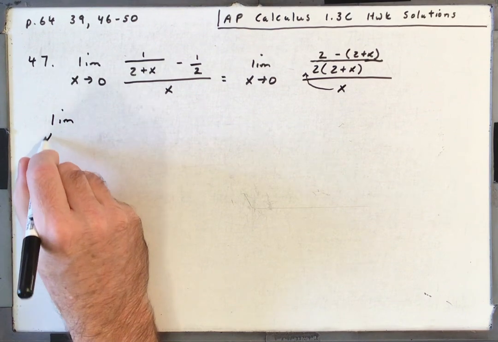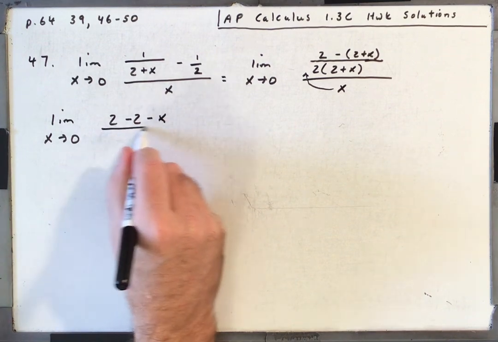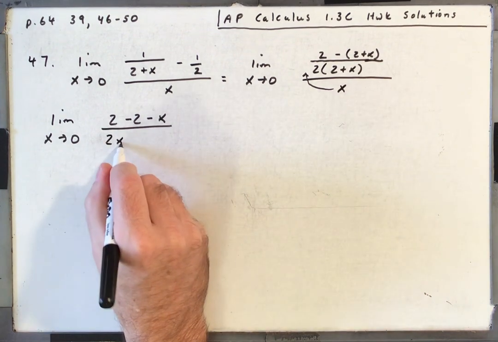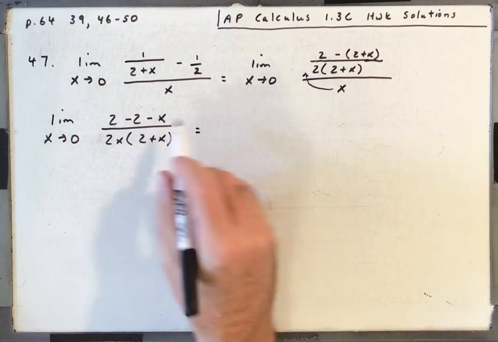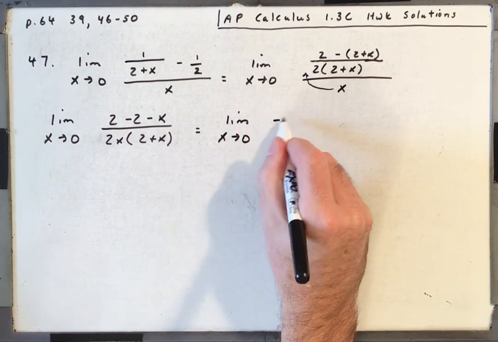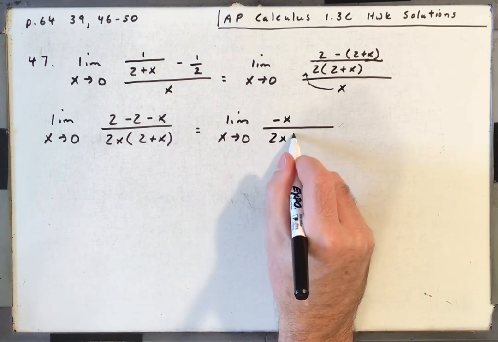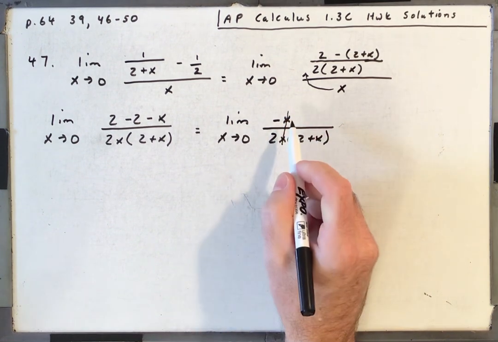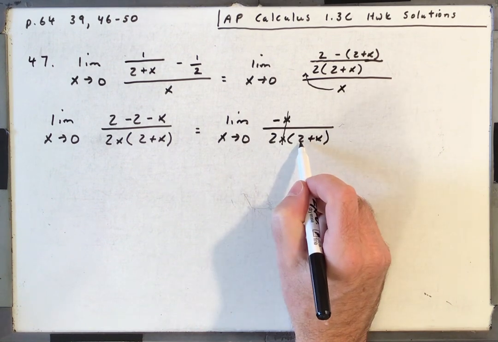So I have the limit as x approaches 0 of 2 minus x. So I distributed the negative sign across each of those. 2x times 2 plus x on the bottom. All right, all that's left is negative x on top. And on bottom, we would have 2x times 2 plus x. Just like last time, now we can cancel out the x times x. Remember, you can't cancel out that x. It's attached to that 2.